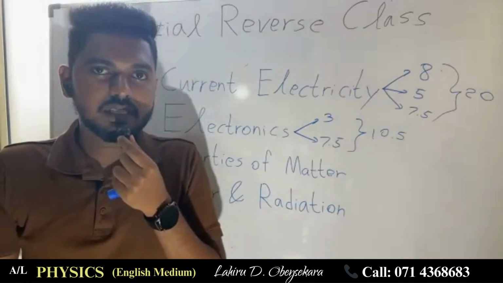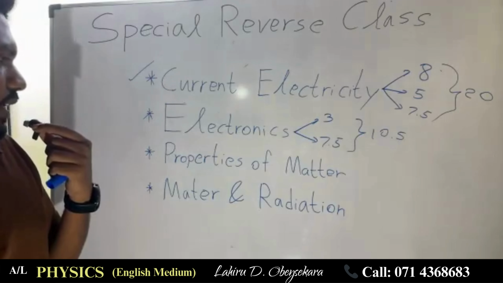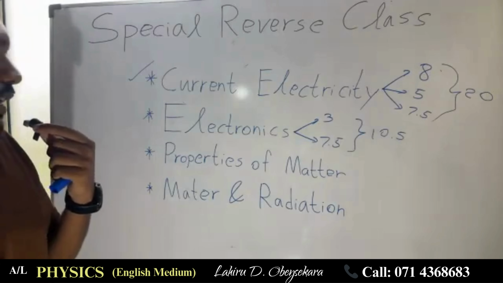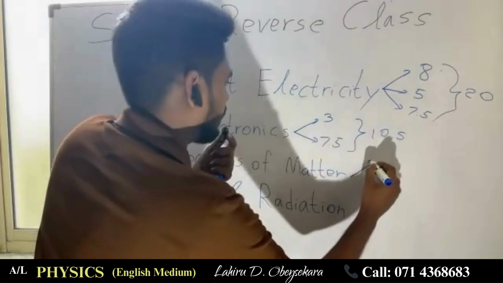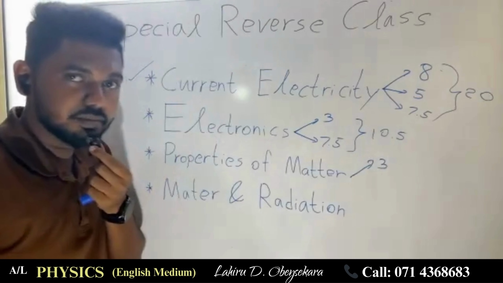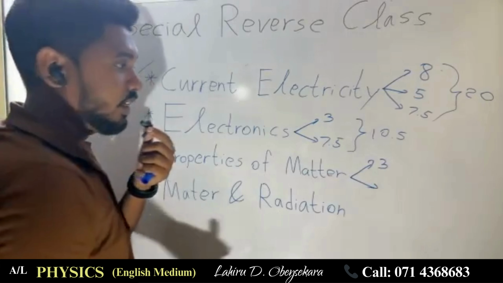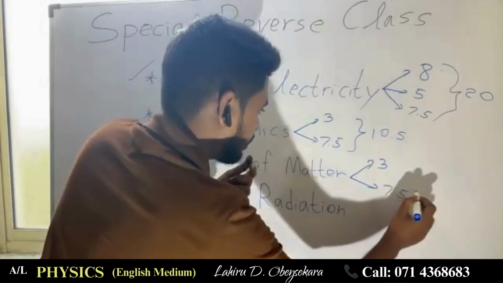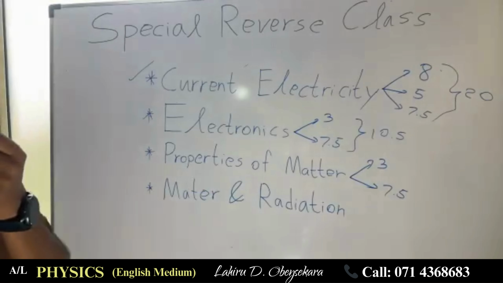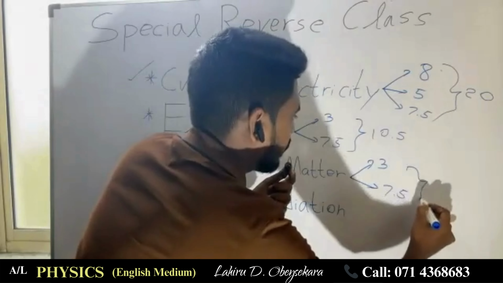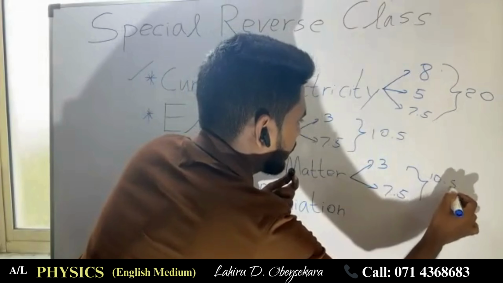When we move to properties of matter, it also contains 3 MCQs. Then there is an essay question, which also contains 7.5 marks. That means it is also 10.5, right?